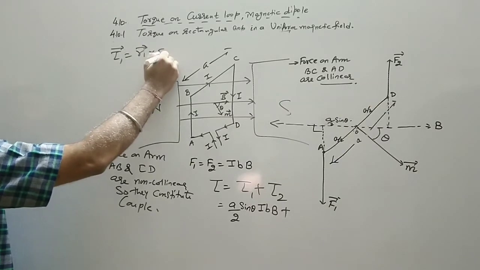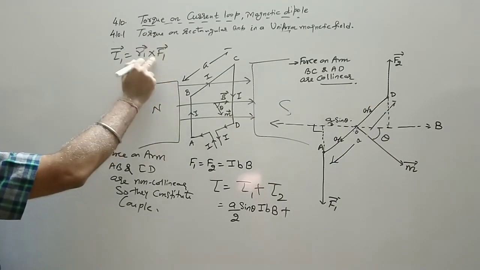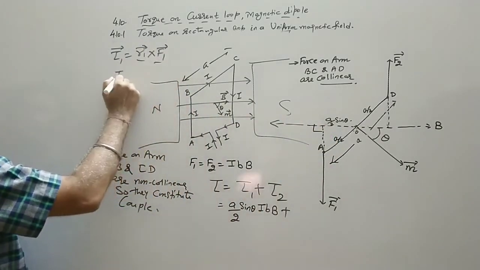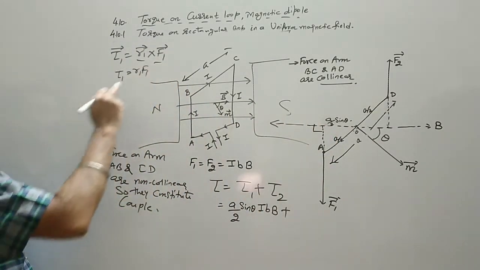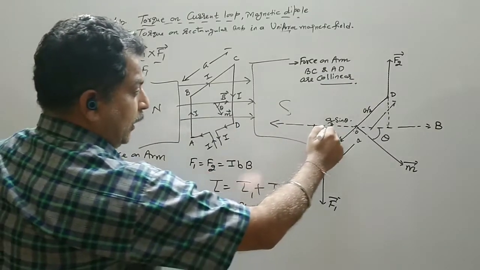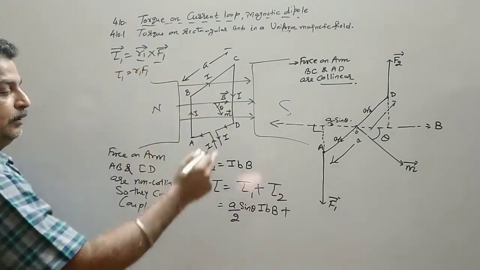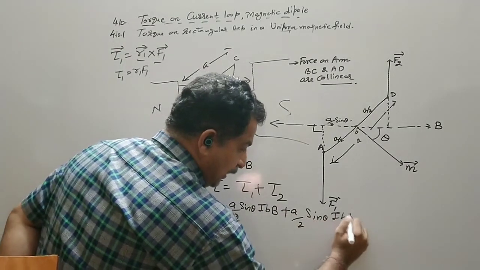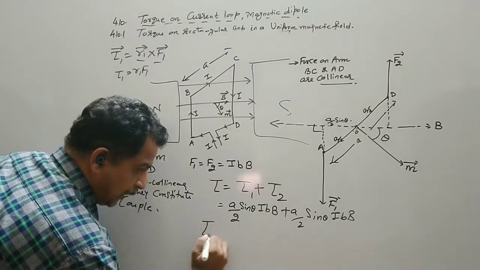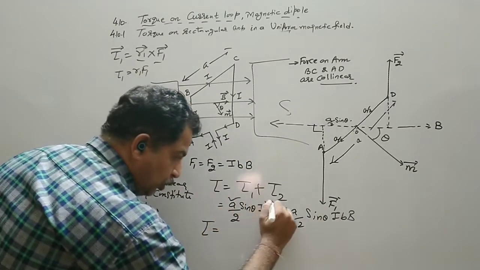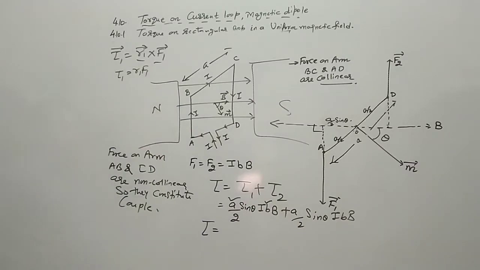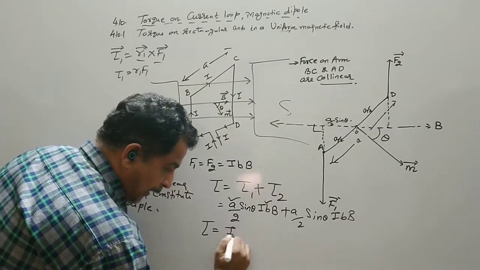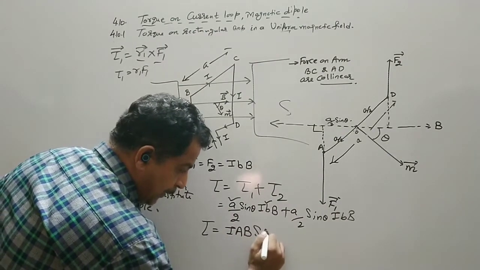So tau 1 is R1 cross F1. The angle between R1 and F1 is 90, so this cross is gone. So tau 1 can be written as R1 F1. In the place of R1, A by 2 sin theta, F1 magnitude. Similarly, A by 2 sin theta, I B B. So the torque acting on it becomes length into breadth, that is area, half of the term. So it becomes I A B sin theta.